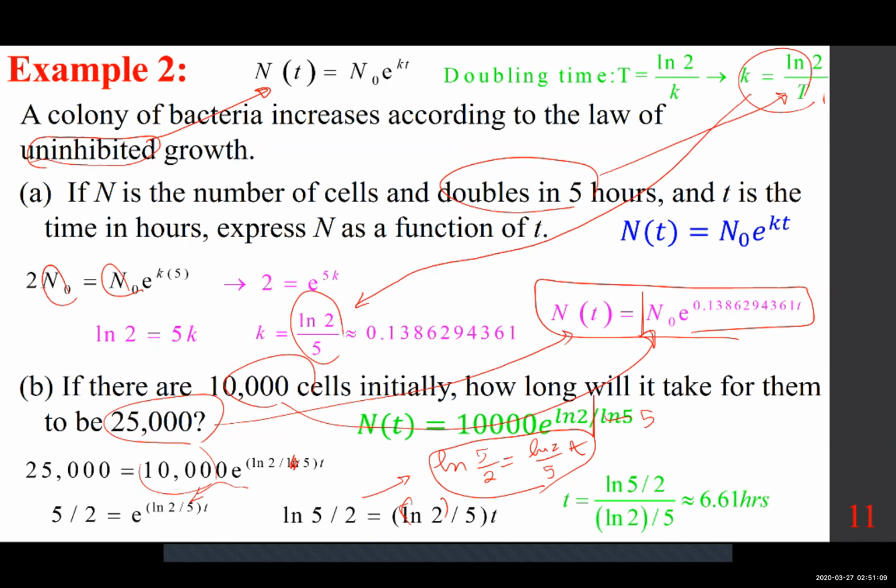Which results in ln of 5 halves over ln of 2 divided by 5, which that number 5 comes up. By the way, this is the same as writing 5 ln of 5 halves over ln2, because it's a complex fraction. The 5 in the denominator comes up, and that gives you the answer. Okay, class? All right.